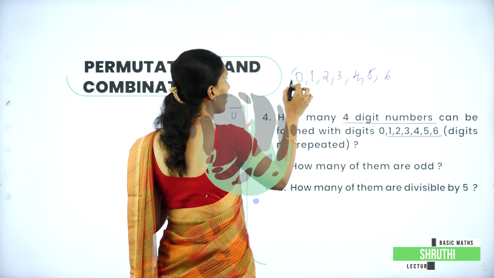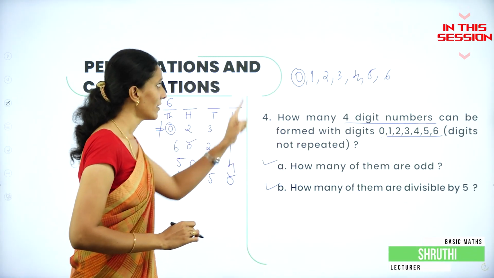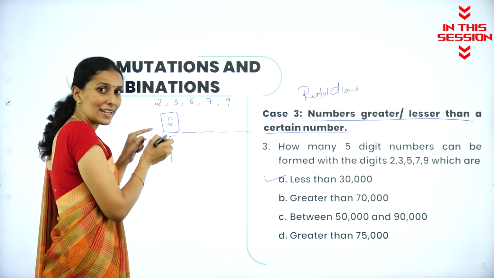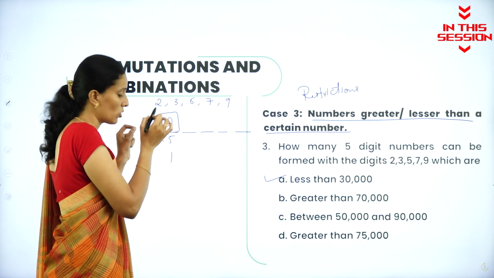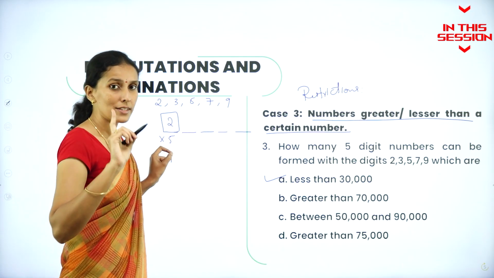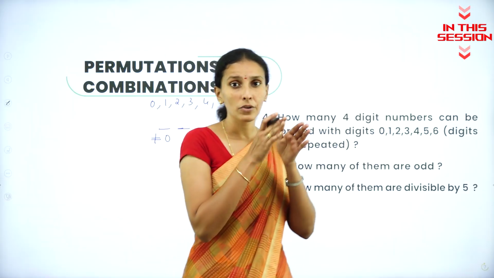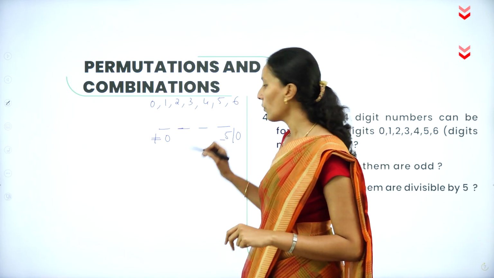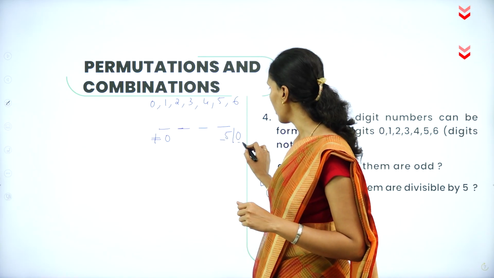Since 0 cannot be taken in the first place, we are left with 6 numbers. The 10,000 place can have only the number 2, so therefore I have only one choice for the first place. I have to split the question into two cases, that is, first digit starting with 5 and first digit starting with 0.